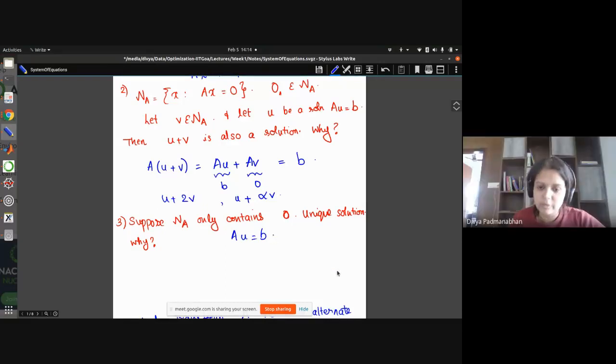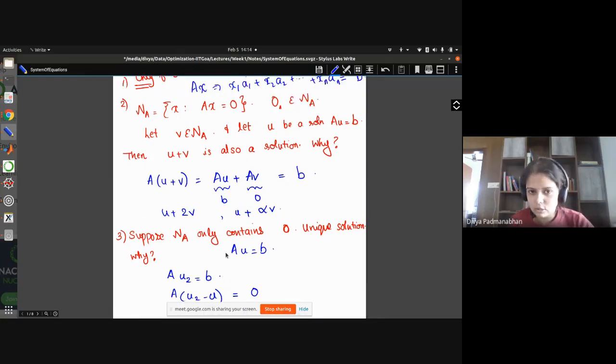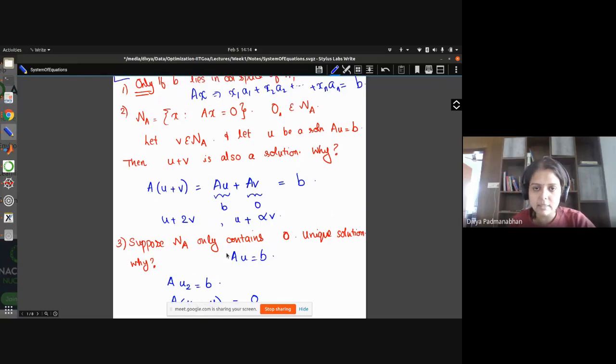Divyani, okay. What she's saying is, if you had something else, like A U2 equals B, then if you did A U2 minus U, this is going to give you 0. So this would have lain in the null space, but that's a contradiction. So these are some of the things you need to know about analyzing the system: when it has a solution, when it has multiple solutions, and so on.